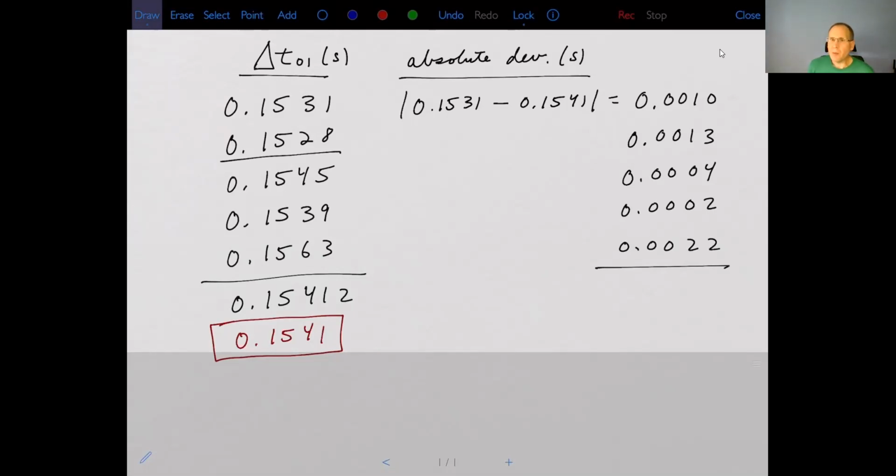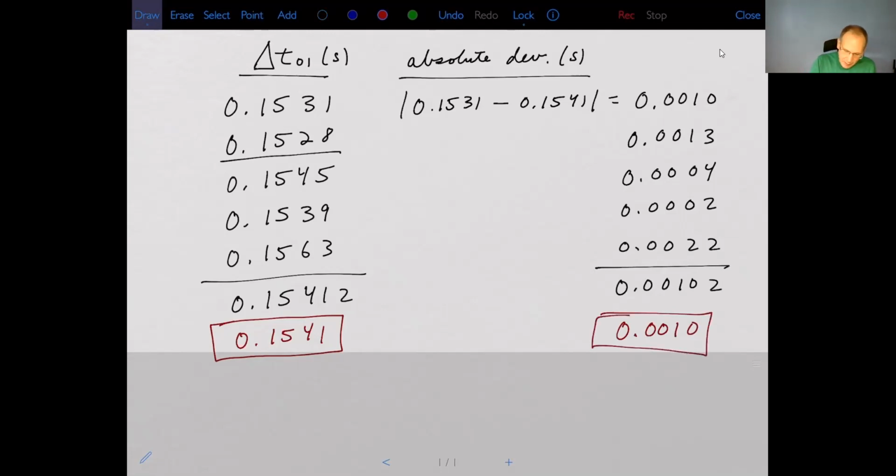The next step, remember, was to average those. If you average them, it turns out you're going to get 0.00102. And then again, you round to the resolution of the instrument. So if I round to the resolution of the instrument, I'm going to get 0.0010. So this was my average absolute deviation.